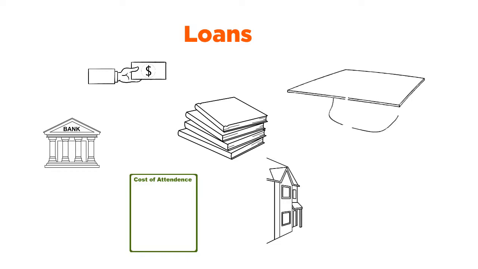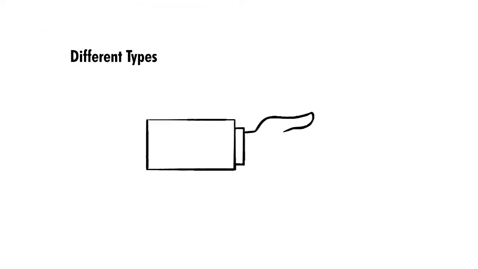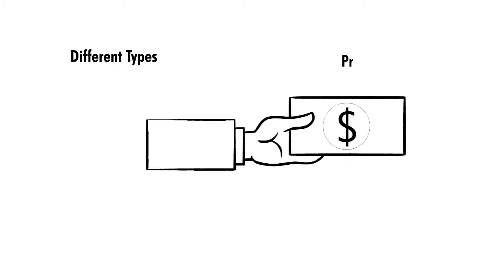And this typically happens after a student leaves school, if a student drops out, or if the student's course load drops below half time. There are several different types of loans, and it's important to know the difference between them. They are very, very different. They have different pros and cons. So we'll go over each one of these types of loans separately.